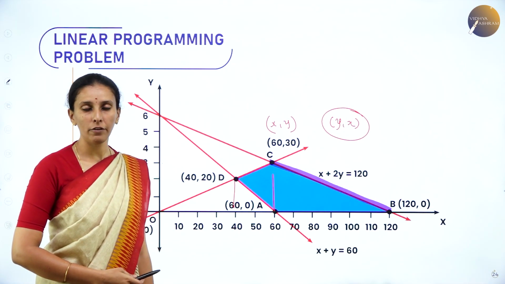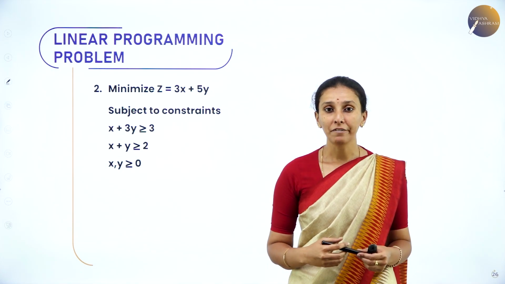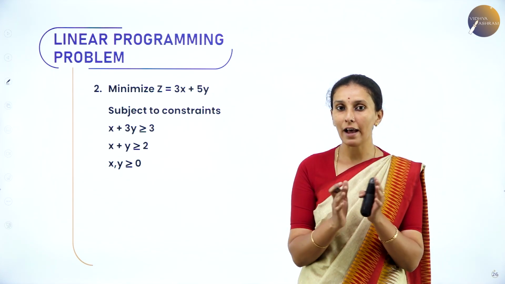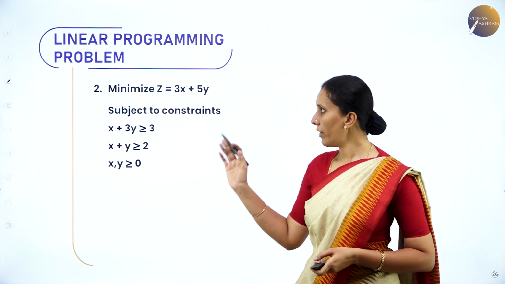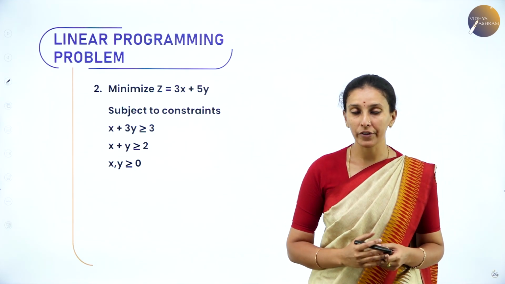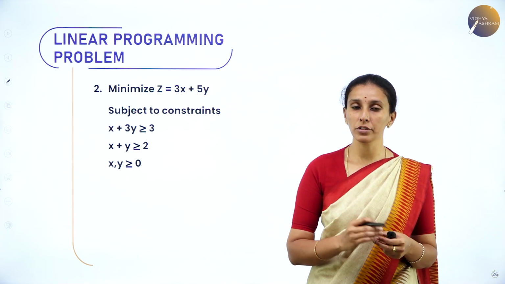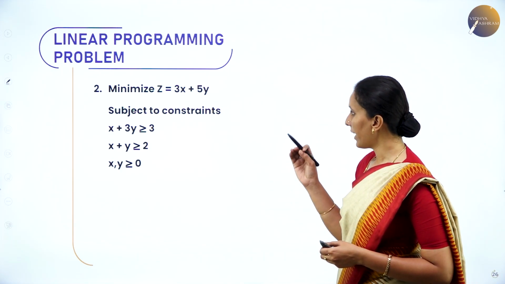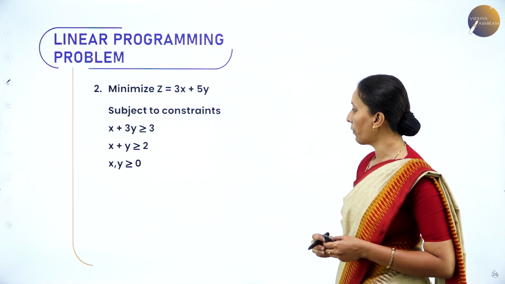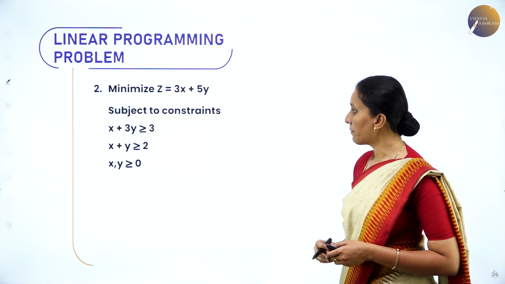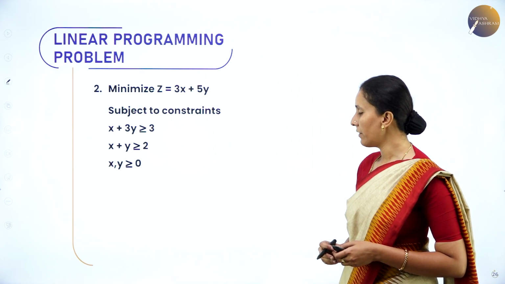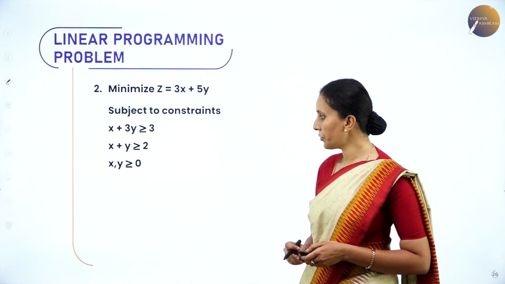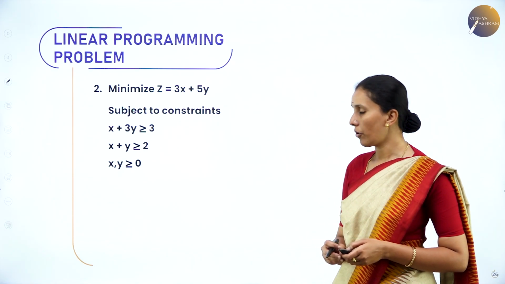Until now we have discussed the solutions for the bounded region. Bounded means it has boundaries. Now let's take an example of an unbounded region and see how to find the solution whenever the graph is an unbounded region. Minimize Z is equal to 3x plus 5y subject to the constraints x plus 3y greater than or equal to 3, x plus y greater than or equal to 2, and x, y greater than or equal to 0.